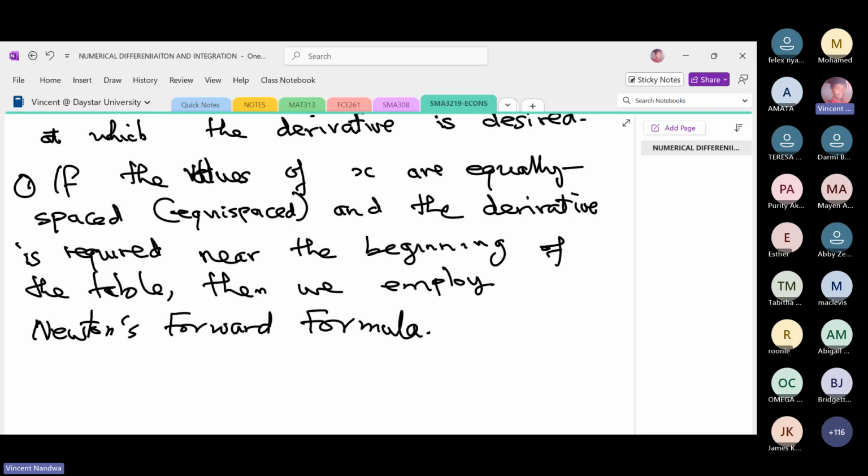So just the same way when you are doing an interpolation problem and you want to get the value near the beginning of the table, then you apply the Newton forward difference formula. It is the same thing. If you want to find dy/dx near the beginning of the table, then your dy/dx will be derived based on the Newton's forward interpolation formula.